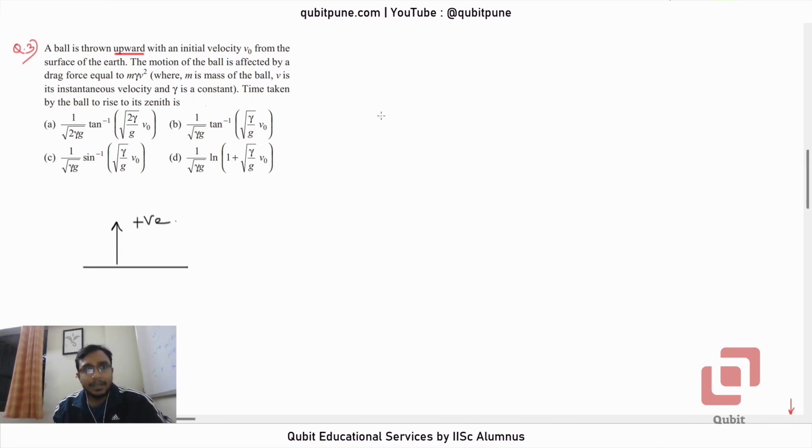Now because we want the time taken by the ball to rise to its zenith, we know that at the zenith the ball's velocity is going to be 0. Correct? So what equation are we going to start with? We're going to start with a equal to dv by dt, because we are now dealing with instantaneous velocities. So a equals dv by dt.